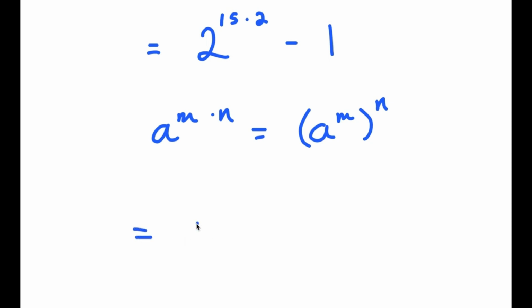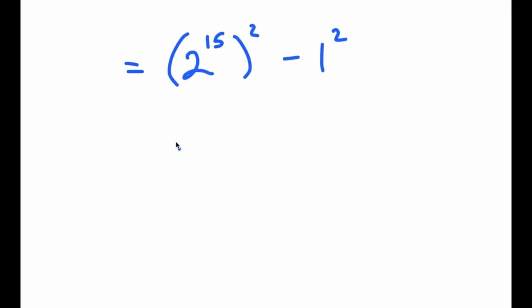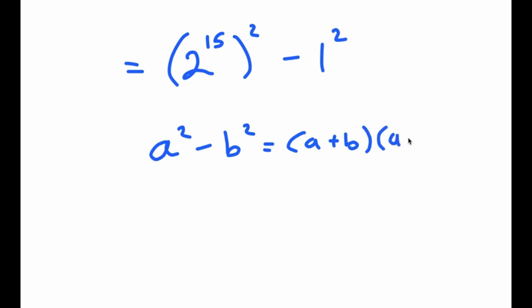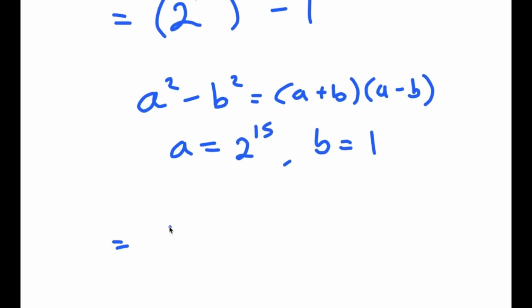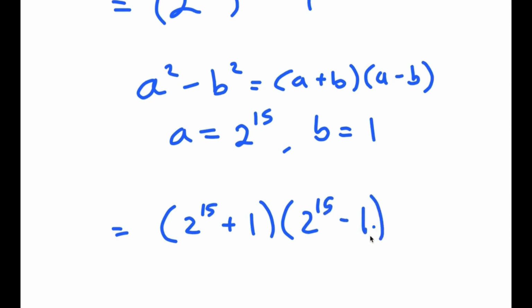So 2 to the power of 15 times 2 is the same thing as 2 to the power of 15, to the power of 2. And negative 1 is the same thing as negative 1 squared. Now, if I have something in the form a squared minus b squared, this is equal to a plus b times a minus b. So in this case, a is 2 to the power of 15, and b is 1. So now I have 2 to the power of 15 plus 1 times 2 to the power of 15 minus 1.